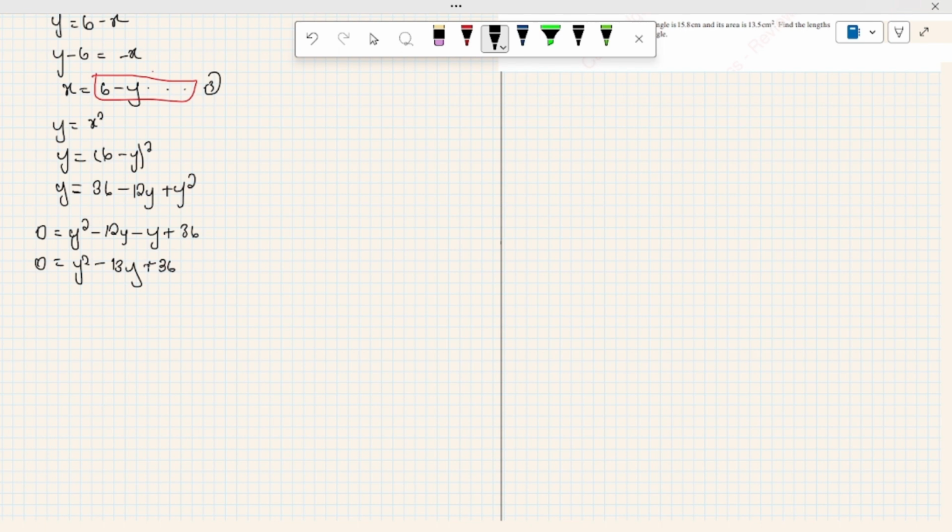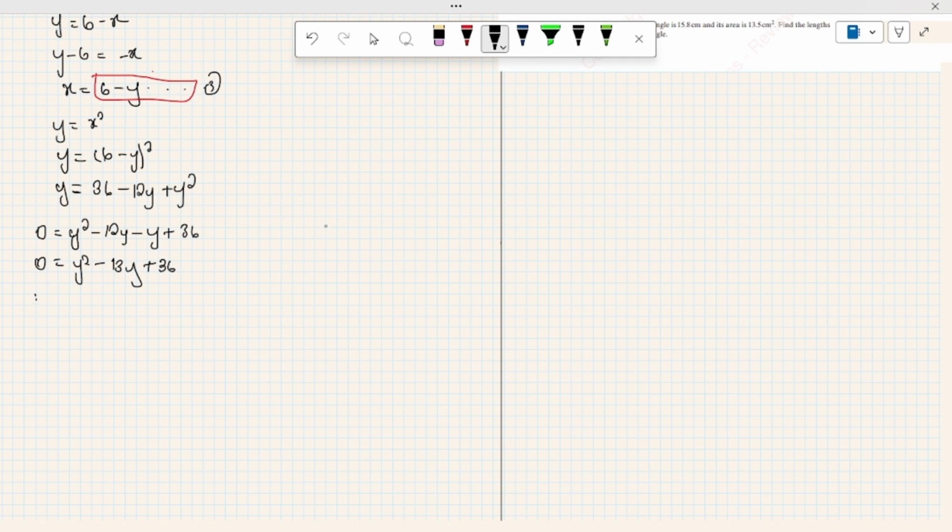Alright, so now we know that 36 is 6 times 6. We need to find the multiples of 36 that are going to make minus 13y. Let me find my calculator. 36 divided by 4 is 9.